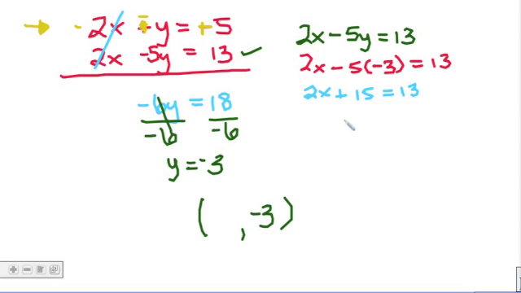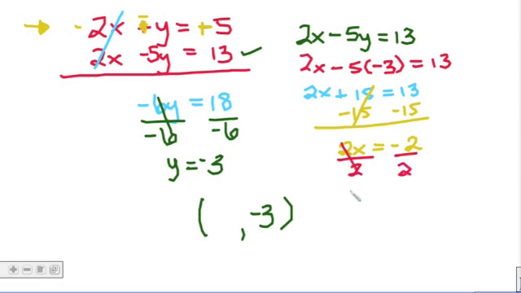Okay, I'm going to move that 15 over. So I'm going to subtract 15 from both sides. 15's cancel. 2x falls down. And I have 15 take away 13, which is going to be -2. -2 because I had more negatives than I had positives. Divide by 2. 2's cancel. X falls down. 2 goes into 2 one time. Negative and a positive equals a negative. And your answer is -1.